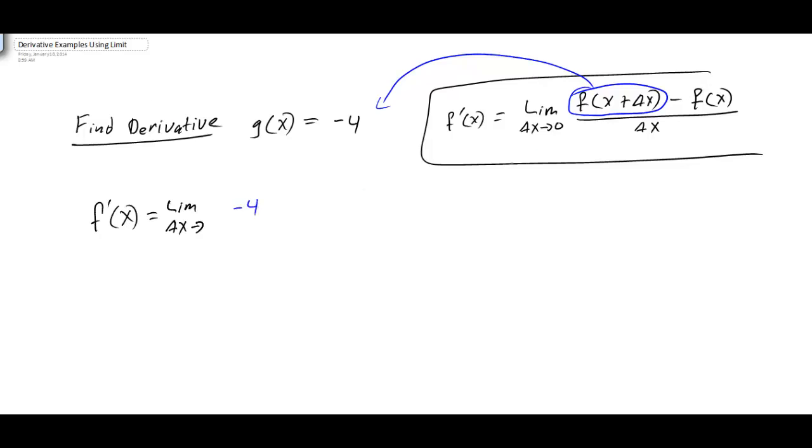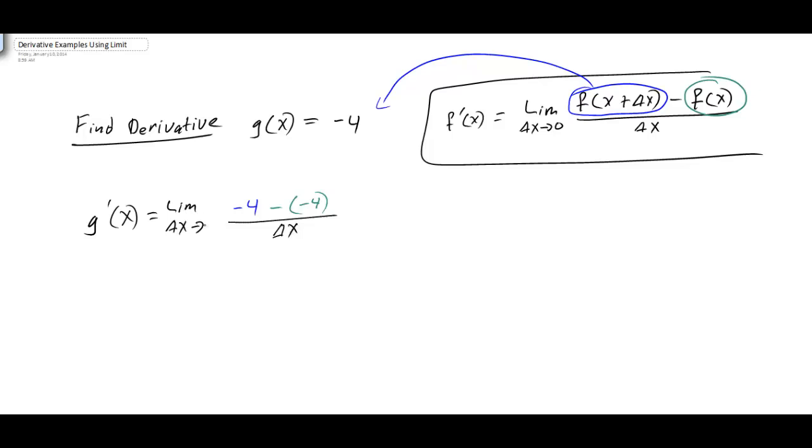And if you notice now, it's minus f of x. Well, when I say f of x in this case, it's really g of x. So I guess technically out front here, instead of f prime, we should call this g prime of x. Well, our function here is simply -4. So that's minus -4, all divided by delta x.